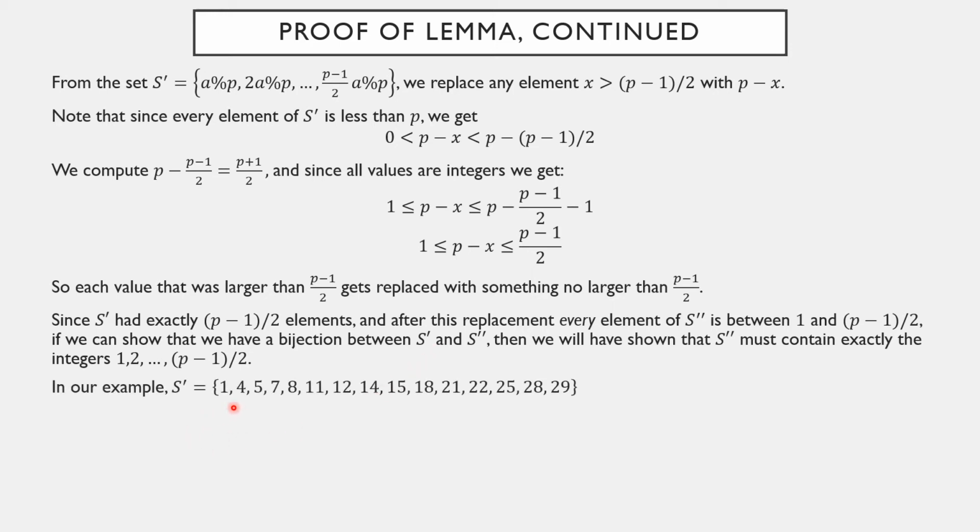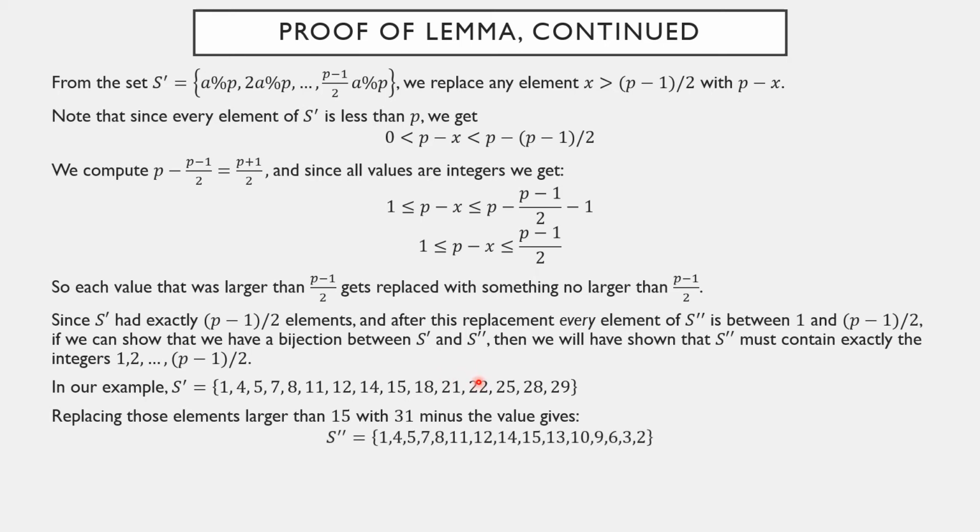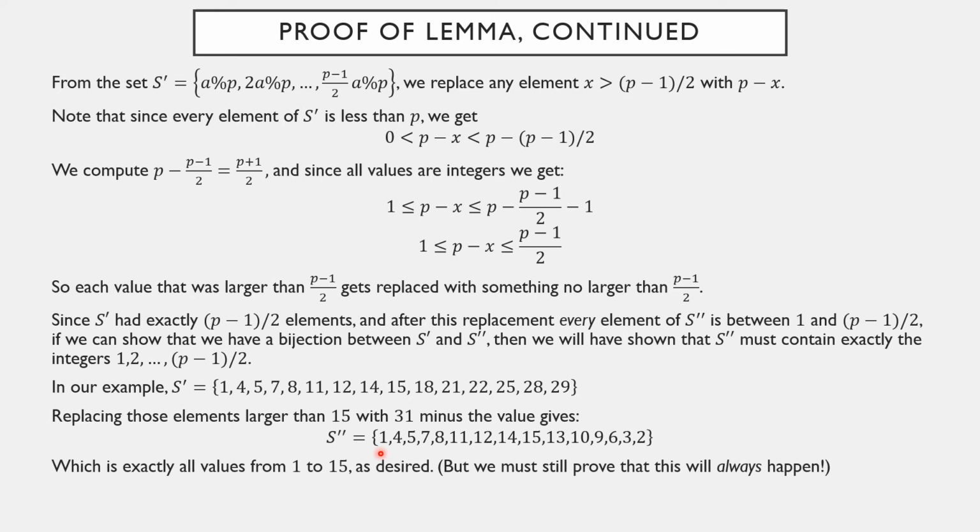In our example, here was our list of remainders S prime. Anything that was bigger than 15 gets replaced with 31 minus that. So 18 is going to be replaced with 13. 21 is going to be replaced with 10. 22 is going to be replaced with 9, and so forth. So as I replace them term by term, I just get this list right here. And if you look at this list, it's exactly the numbers 1 to 15.